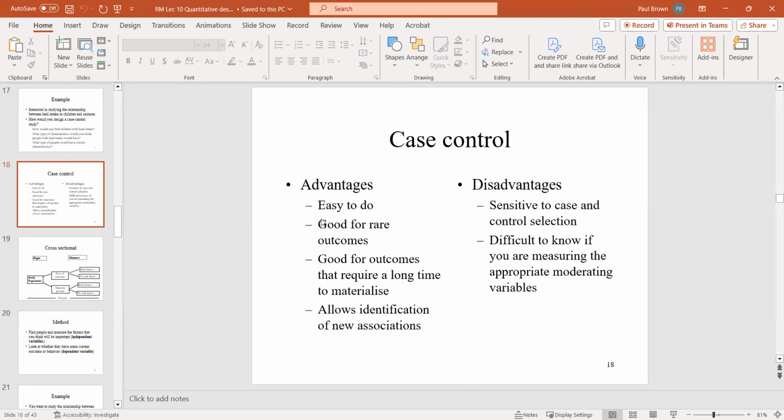Advantages: it's easy to do. One of the reasons case control is done so often is that it's easy, especially for rare conditions. If you tried to do this type of study some other way, you'd have to find children with seizures. Seizures are so rare that you'd need a gigantic sample to get enough cases. So it's easier to go out and find children with seizures, find the control group, and then see if you can sort out the relationship.